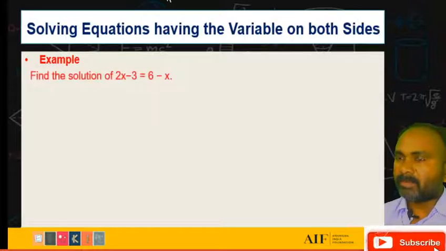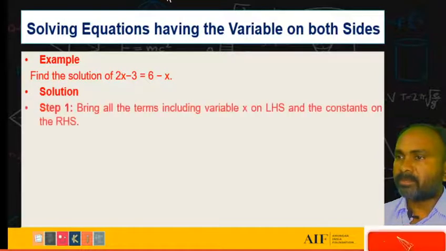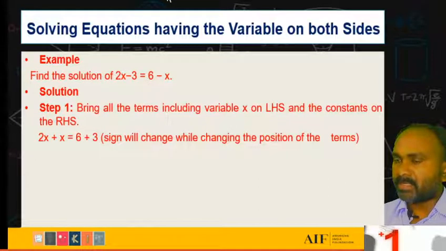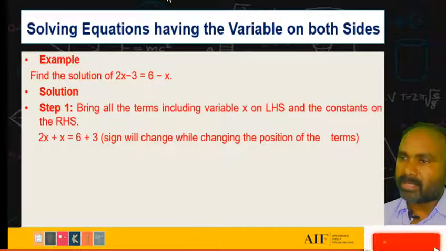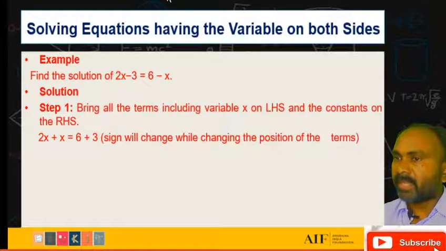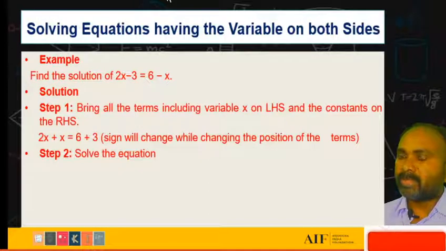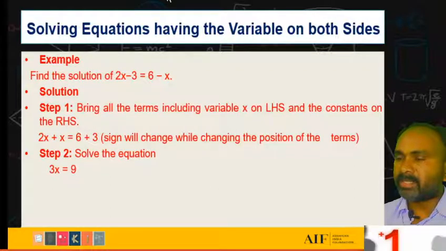Solving equations having the variable on both sides. Example: find the solution of 2x minus 3 equals 6 minus x. Solution. Step 1: bring all the terms including variable x on the LHS and the constants on the RHS. Here, minus x on the RHS comes to the LHS as plus x, and minus 3 on the LHS goes to the RHS as plus 3. The sign will change while changing the position of the terms. Step 2: solve the equation. 3x equals 9, since 2x plus x is 3x, and 6 plus 3 equals 9.